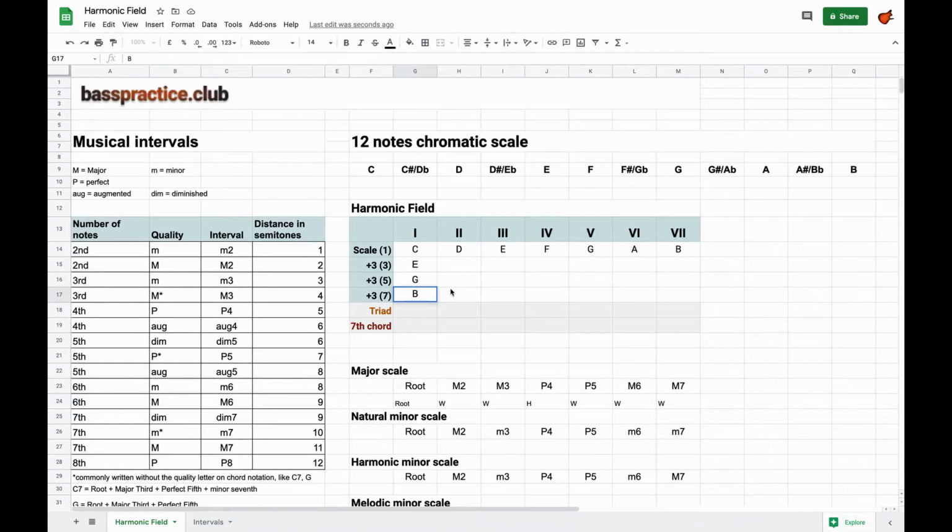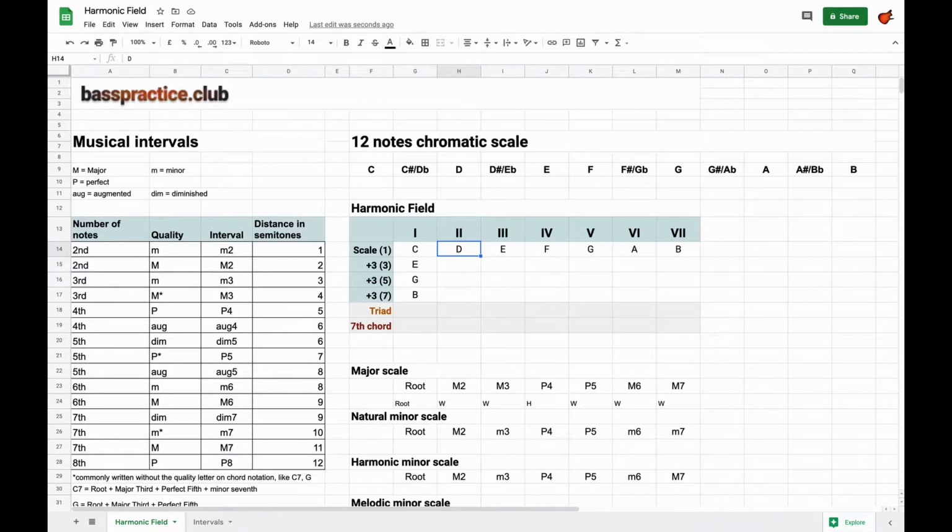We don't need to know which chords are being created right now. Then we can look at the intervals and check here which intervals they are. We will see this in a minute.